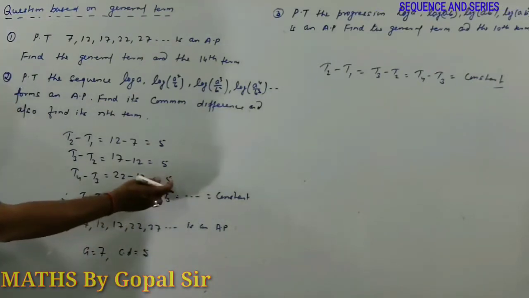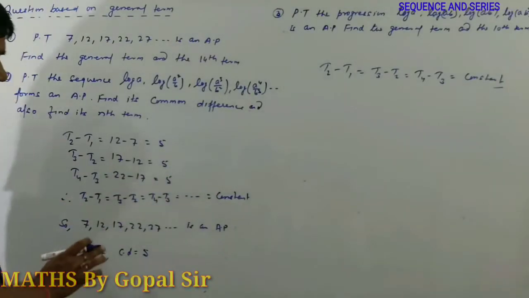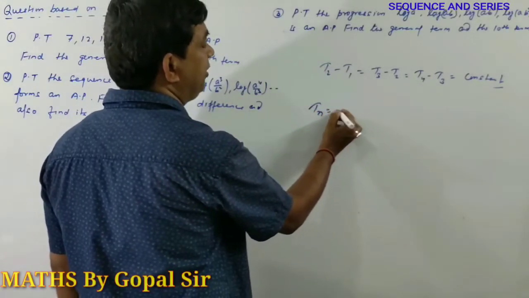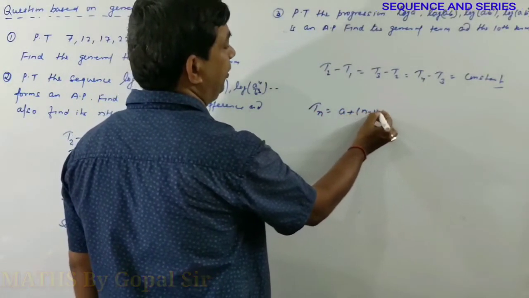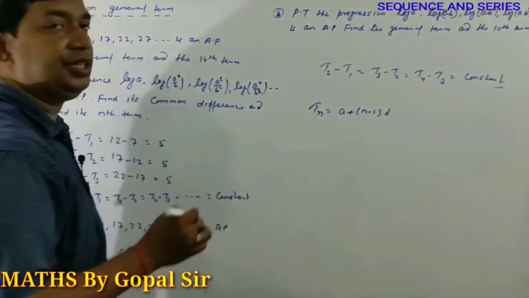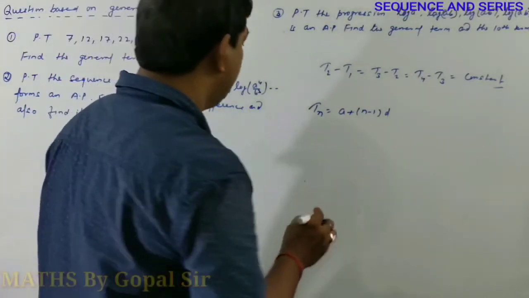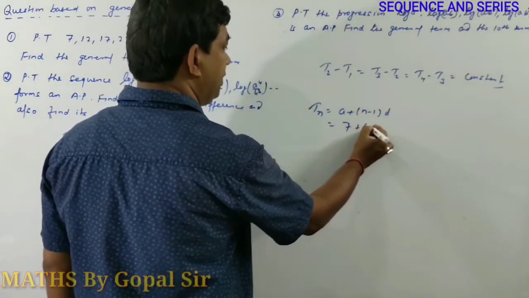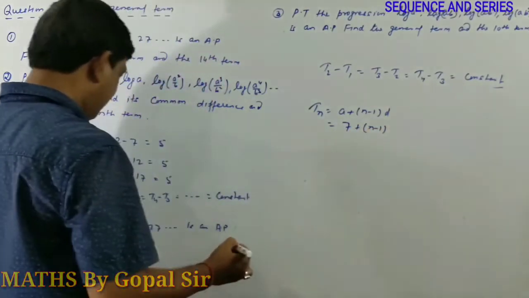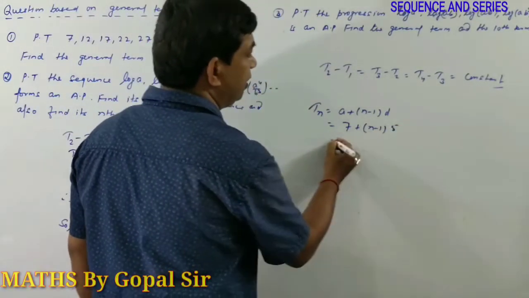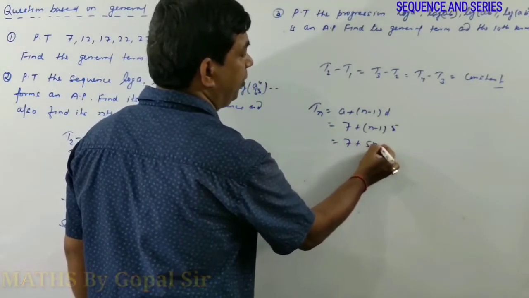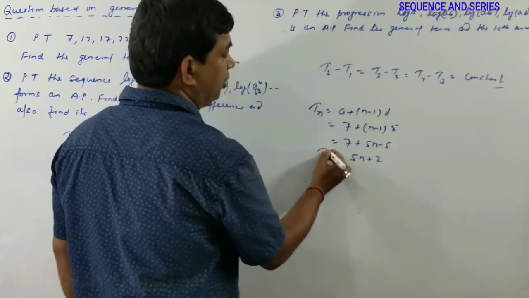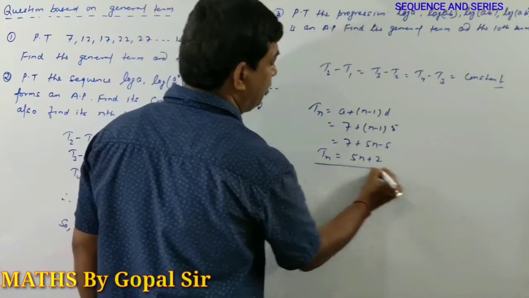We already wrote d here. So a is 7 and d is 5. Then Tn, we know, is given by a plus n minus 1 into d. This is the nth term from the beginning. Now a is 7 and d is 5. So 7 plus 5n minus 5, that is 5n plus 2. So this is your nth term for this question.